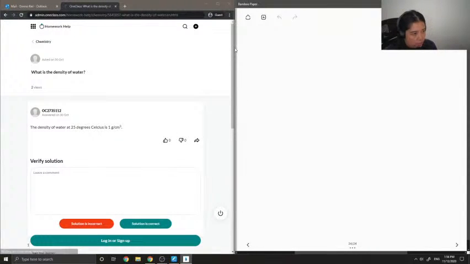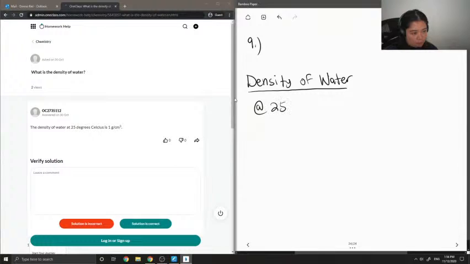Okay, so on to question number 9. What is the density of water? So even if you're not a chemist, the density of water is actually pretty easy to remember. At 25 degrees Celsius, it is equal to 1 gram per centimeter cubed. Or I can write this as 1 gram per milliliter.